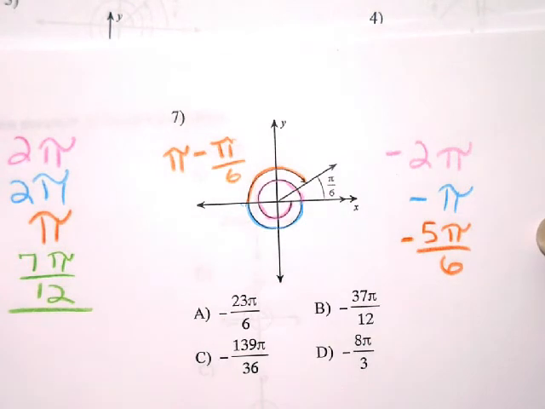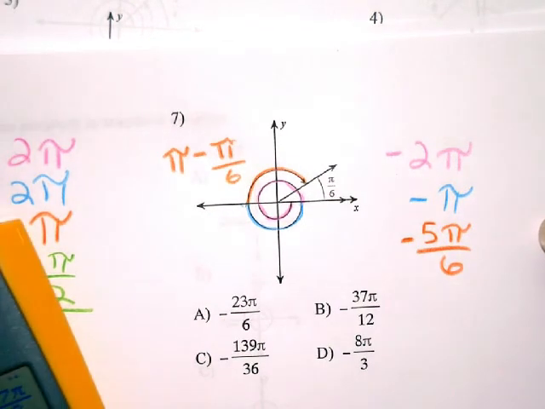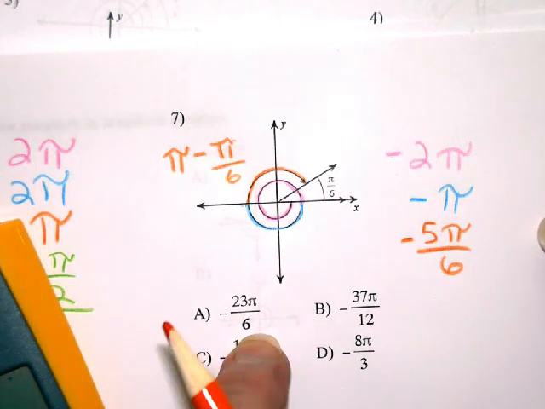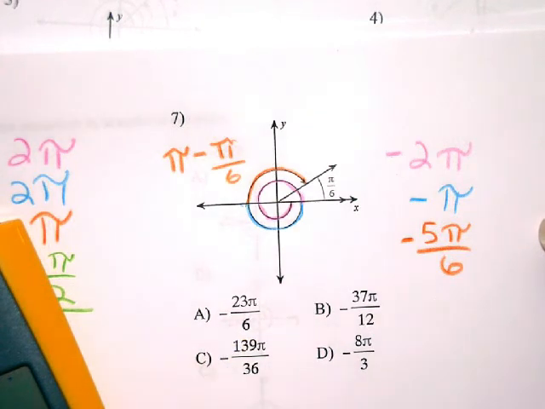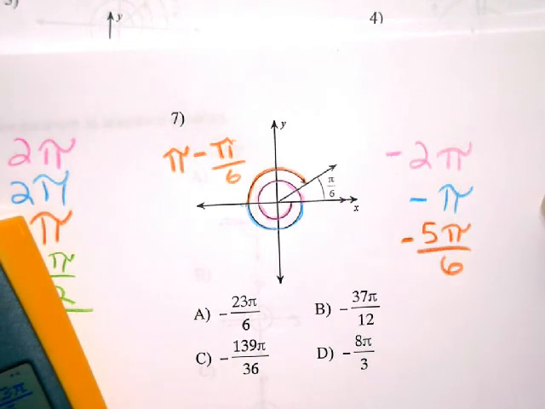Oh, can't see it, sorry. So it's 3 pi. They're all negative directions. So I see there's only one answer with a 6, but be careful. If it reduces, it won't give you the right answer. So I have 3 pi plus 5 pi over 6. Negative. There it is.